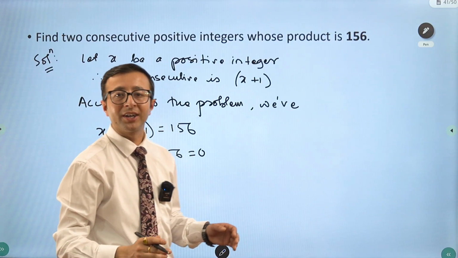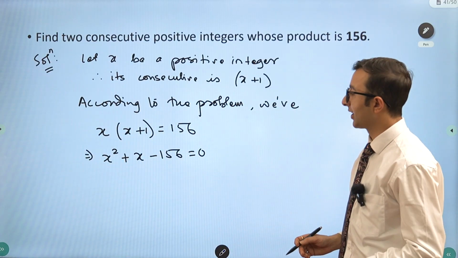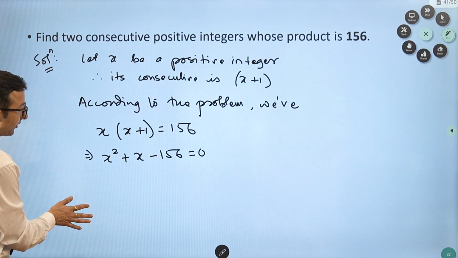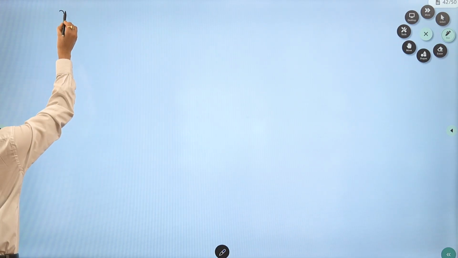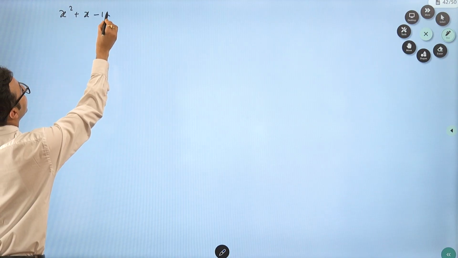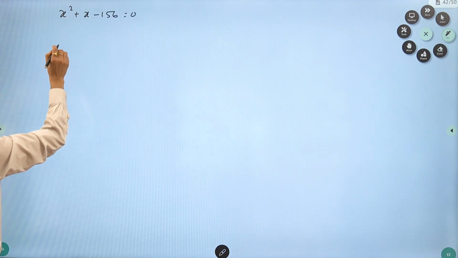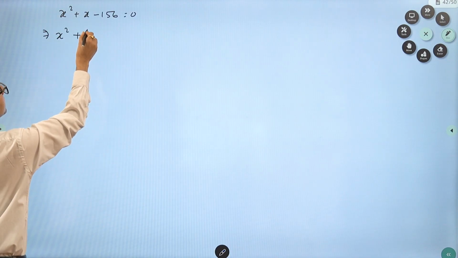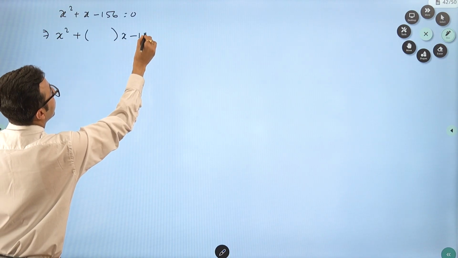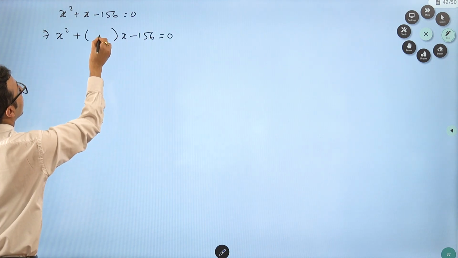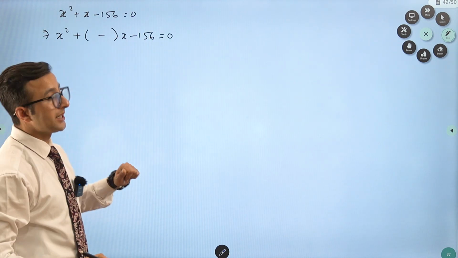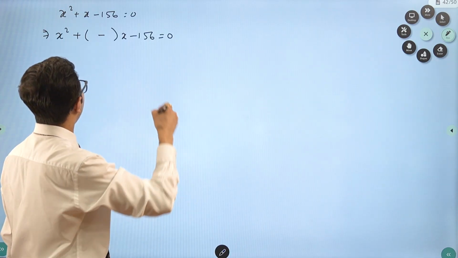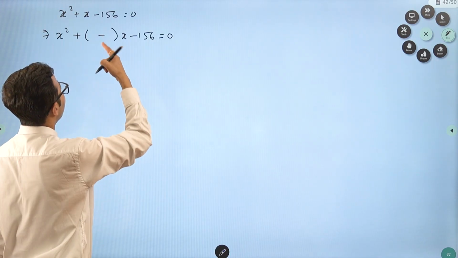Now again we got a quadratic equation. We will solve it and find the value of x. Now next, we'll use factorization once again. So we have x square plus x minus 156 is equal to 0. Here you can see the coefficient of x is 1. Again, under subtraction, we should get 1. So what are the two values? Those two values we are finding out here.